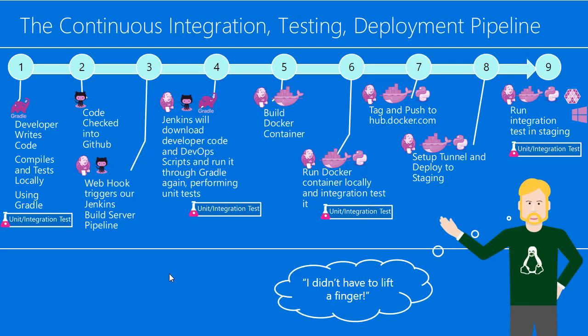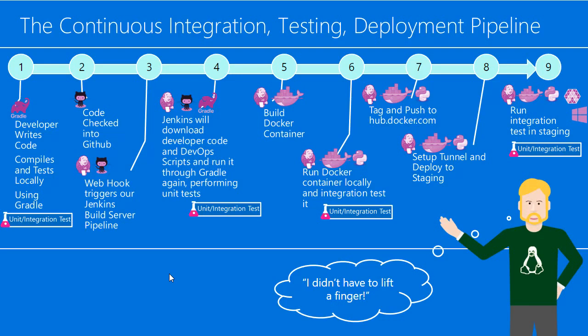So that brings us to step 8. Now that that image is sitting there at hub.docker.com, we are ready now to actually set up a tunnel between the Jenkins build server and the master node of our DCOS cluster. And by setting up that tunnel, we can now run the very same commands we did earlier to actually deploy that running image as a container in our DCOS cluster. Now, for argument's sake, we're going to say that's the staging area. Perhaps you have a production cluster as well.